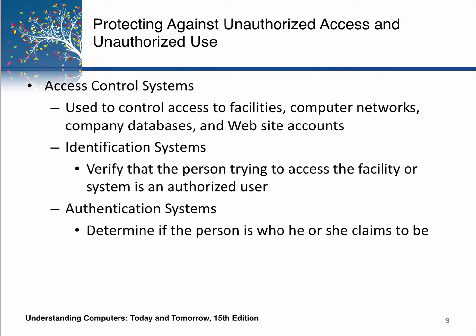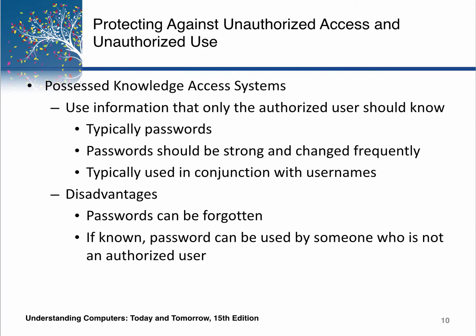Now, to go through that a little bit more, to have these kind of knowledge access systems, we have to make sure there's information that only the person who is supposed to be in the system has. And we call this possessed knowledge. What does this look like? It looks like passwords. That's a possessed knowledge. If I go to a website and I create a password, well, no one possesses the knowledge of that password but me. Now, how do we keep that password strong?